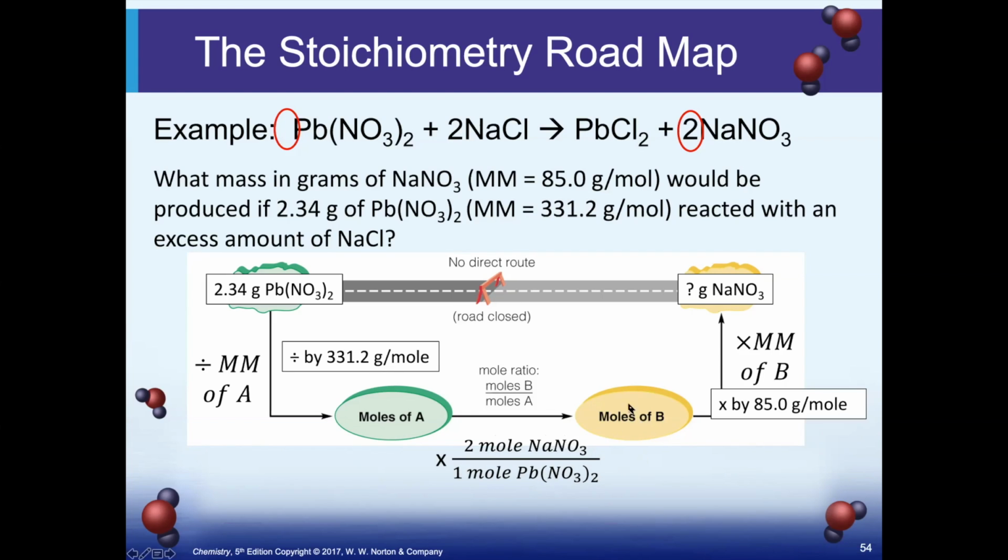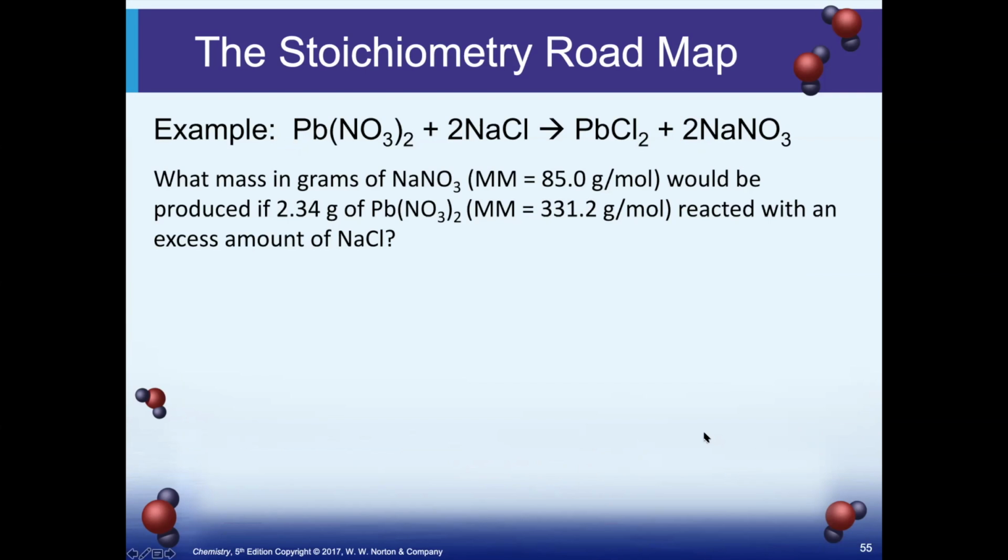And then once I know the moles of sodium nitrate, I change that into grams of sodium nitrate by multiplying by the molar mass of sodium nitrate, which is 85 grams, okay? All right, so now let me put all that into one long calculation, and then we'll show it to you in PowerPoint.